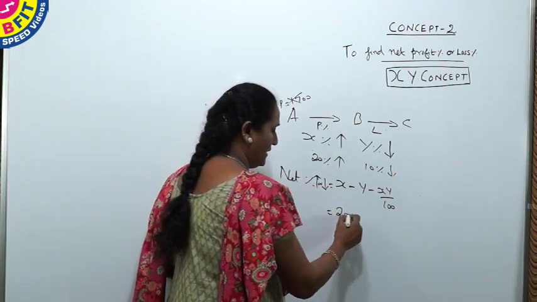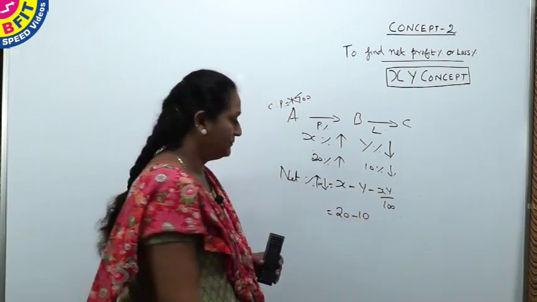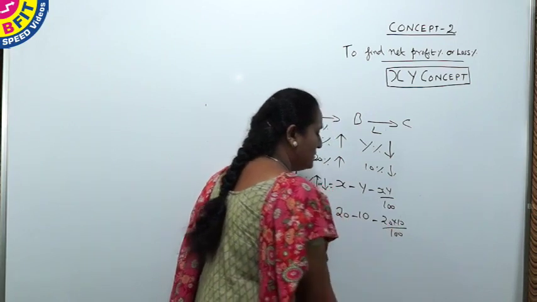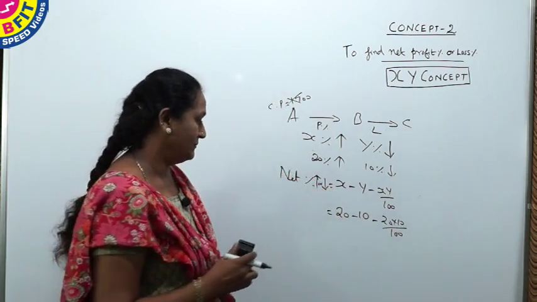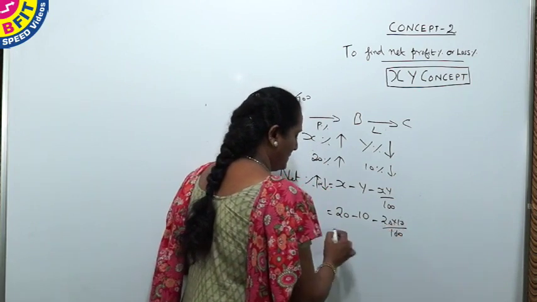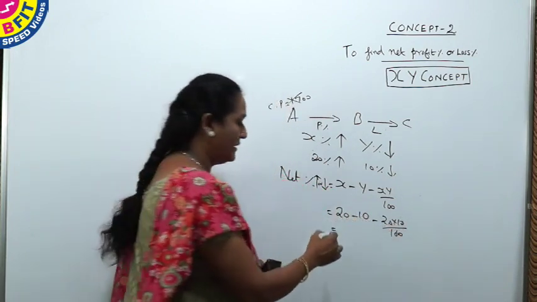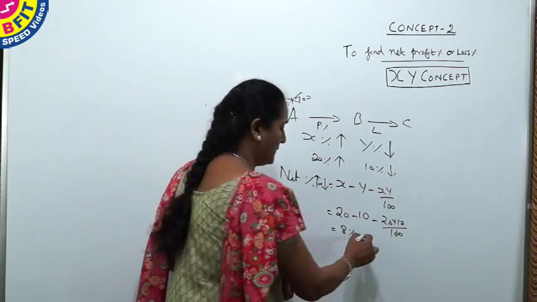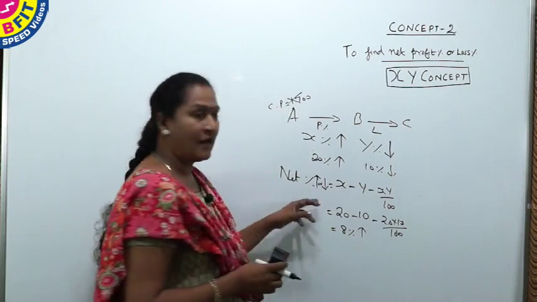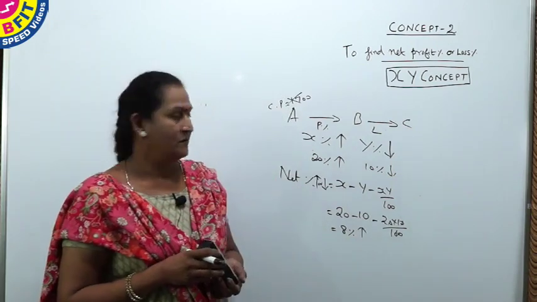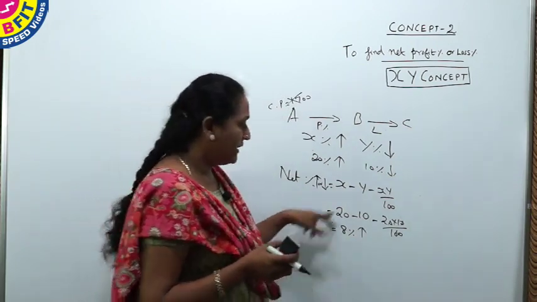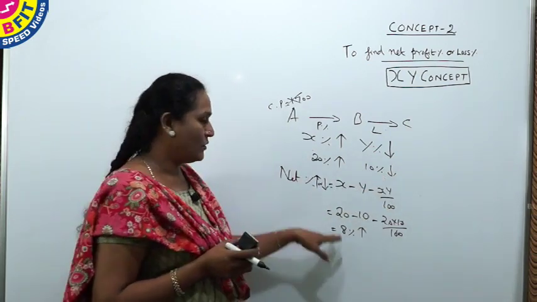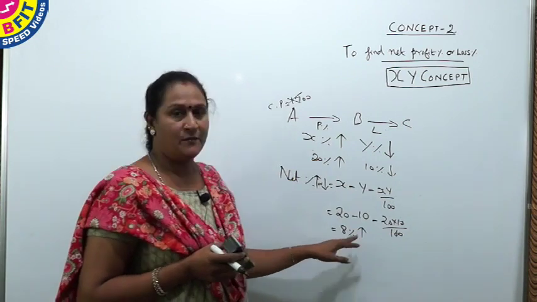So it is 20 minus 10, minus 20 into 10 by 100. So 20 minus 10 is 10, minus 2, is 8. So overall it is positive. It means that the shopkeeper had gained by 8%. Suppose he first decreases the value by 10% and then increases by 20%. Then also it will be the same, an 8% profit.